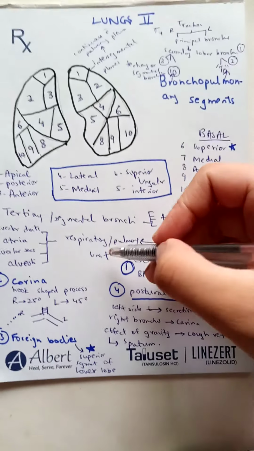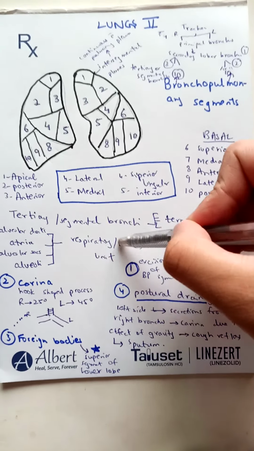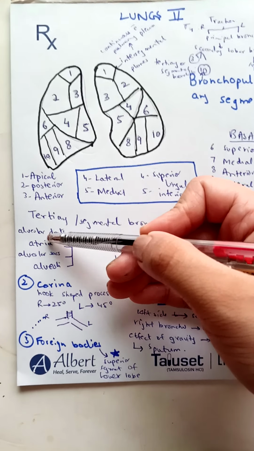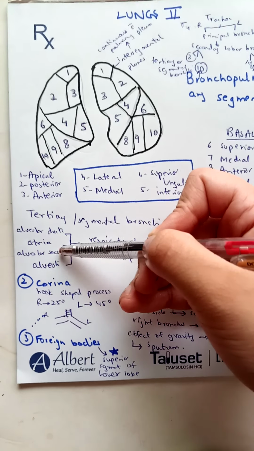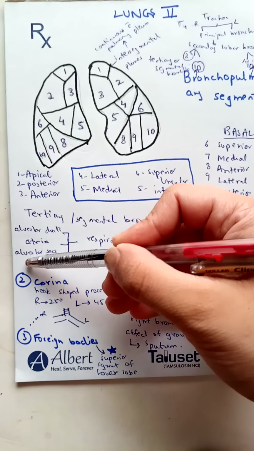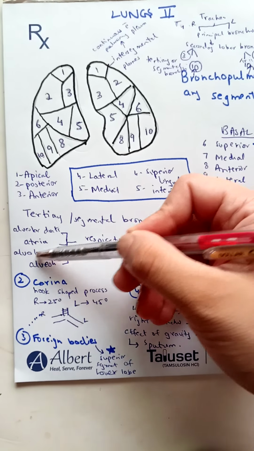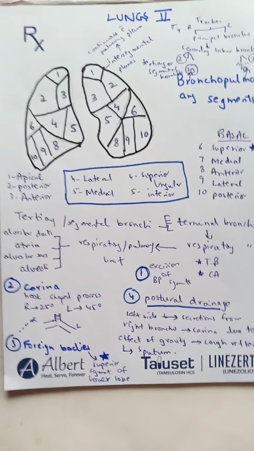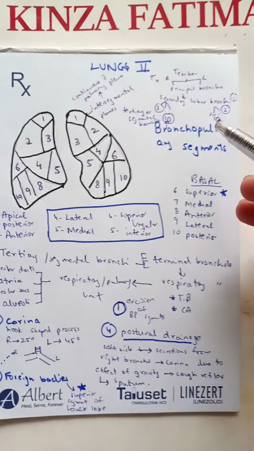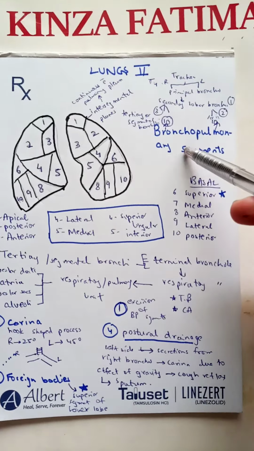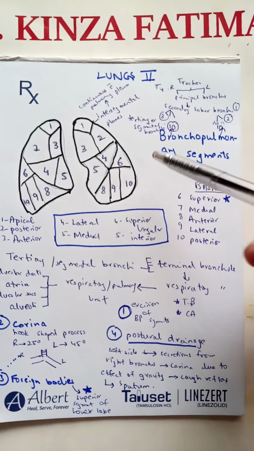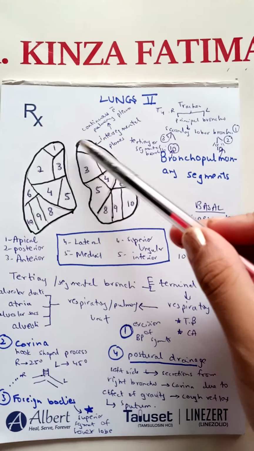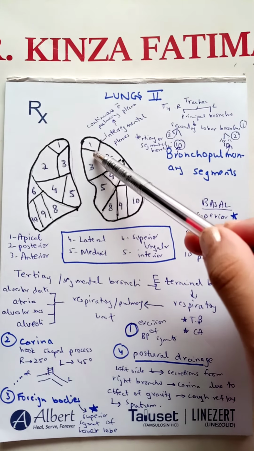The respiratory bronchiole forms the respiratory unit, which consists of 4 things: the alveolar ducts, the atria, the alveolar sac, and the alveoli. The alveoli are the respiratory unit that helps the gas exchange. The bronchopulmonary segments hence contain their own pulmonary vein. When the surgeon has to excise a segment of the lung, he follows the pulmonary veins.